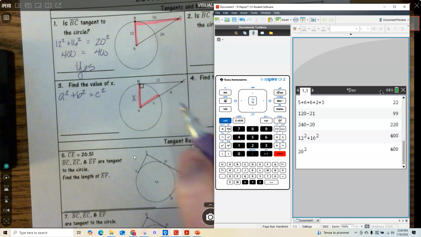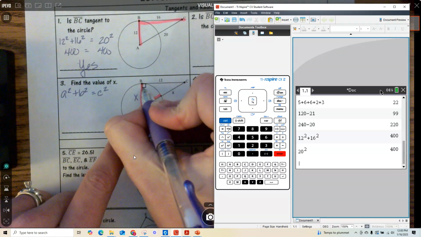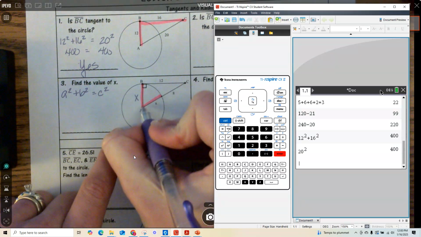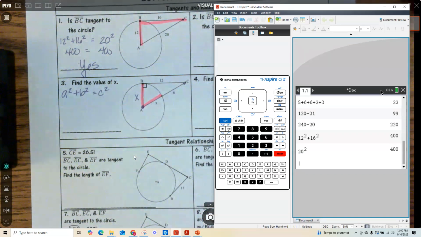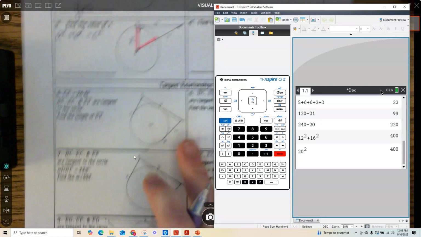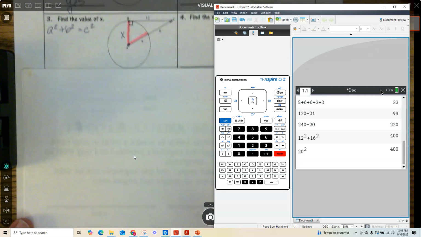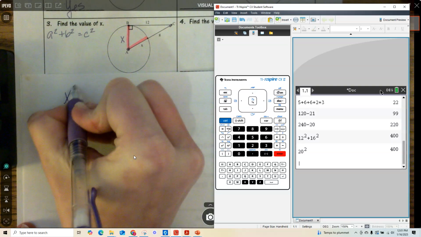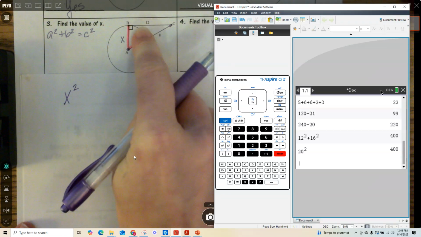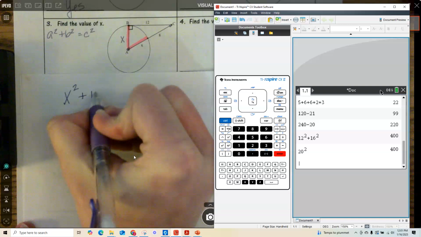Okay? So the legs are the ones that touch the right angle. The hypotenuse is opposite the right angle. Let me grab a piece of scratch paper so I can write big. All right, so my legs here. One leg is x, so I'll plug that in for A. The other leg is 12, so I'm going to plug that in for B.